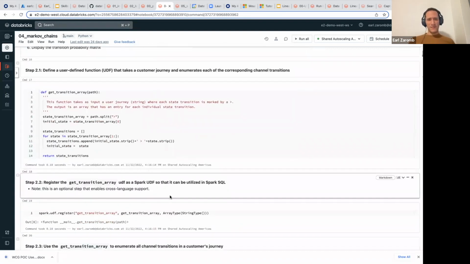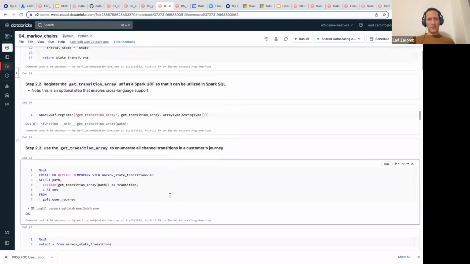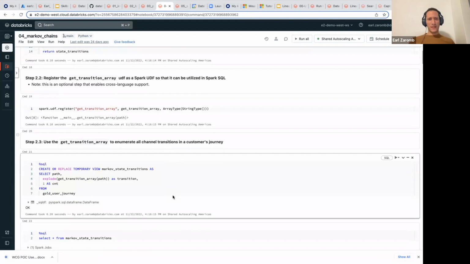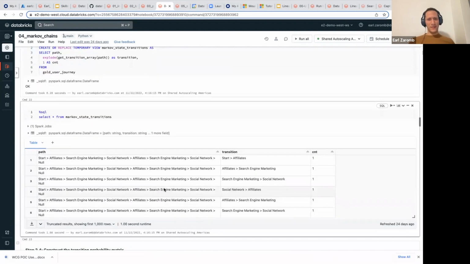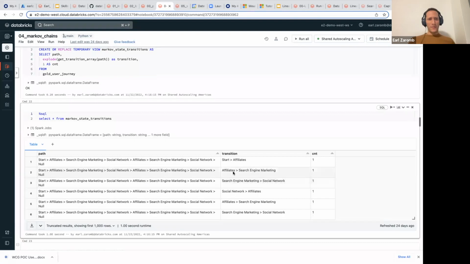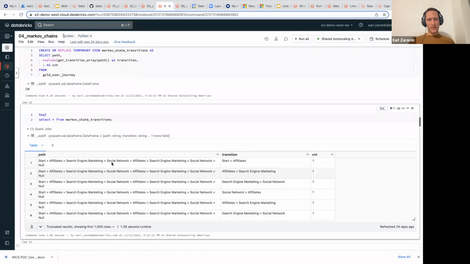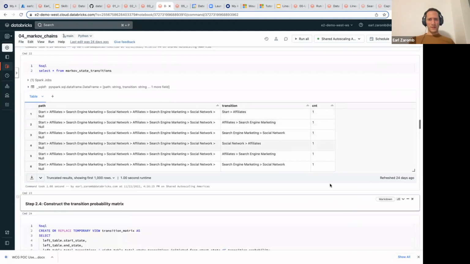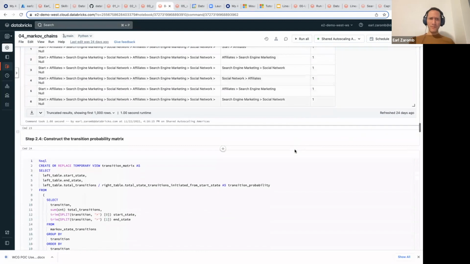Basically we're going to go through that overall journey and look at the overall state transitions, like going from social media to search, or from start to affiliates and things like that. When we run some of these functions that parse out an individual user's overall path, there are a number of different state transitions occurring, like start to affiliates, affiliates to search engine, and so forth. And so we're parsing out each of those as an individual record, as a transition state.